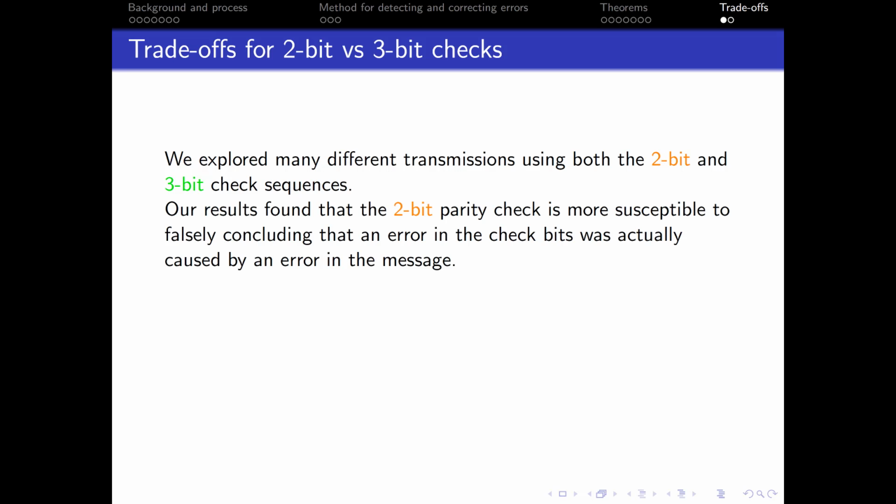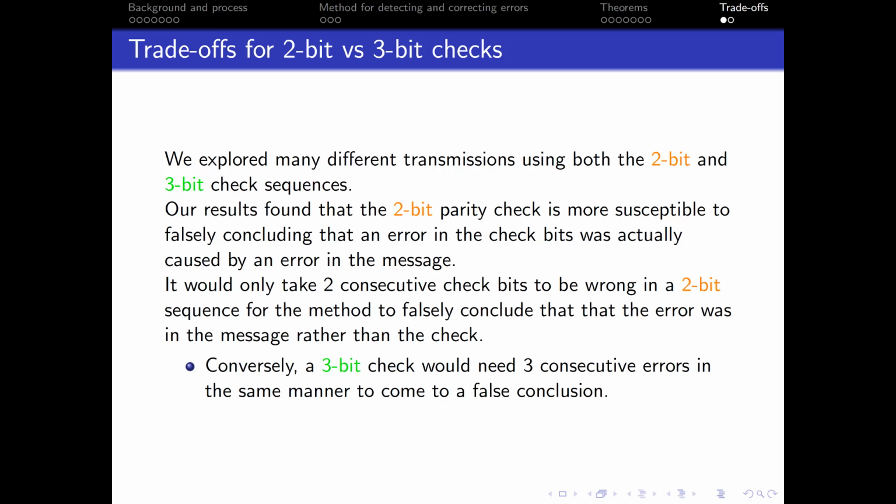So our results found that the 2-bit parity check is more susceptible to falsely concluding that an error in the check bits was actually caused by an error in the message. It would only take 2 consecutive check bits to be wrong in a 2-bit sequence for the method to falsely conclude that the error was in the message rather than the check. Conversely, a 3-bit check would require 3 consecutive errors in the same manner to come to that false conclusion.